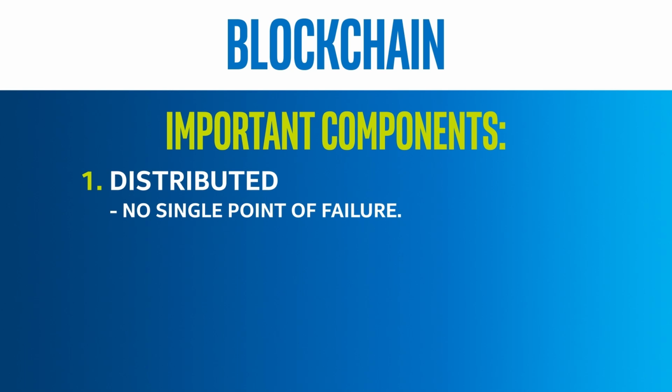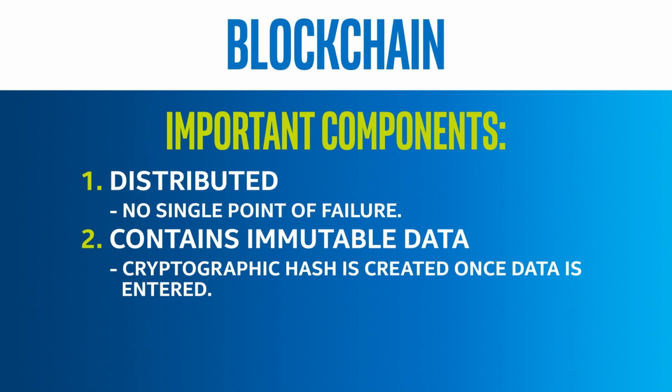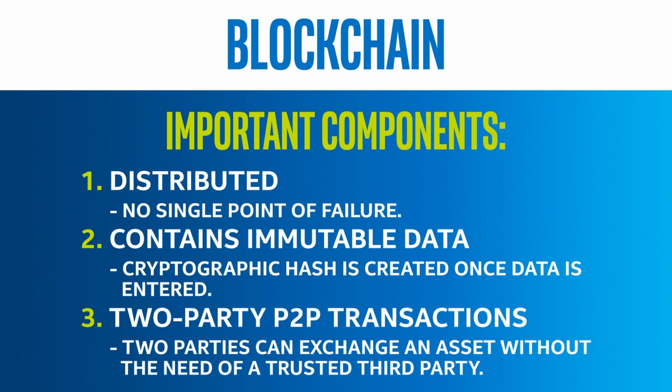Right. So with a blockchain, it has three important components. First of all, it is distributed, so there's no single point of failure. Nodes can come and go from the blockchain, and the blockchain remains functional while they're doing that. It also contains immutable data, which means that once data is entered into the blockchain, there is a cryptographic hash of that data that's distributed to all the members of the blockchain, so that if the data changes, everybody will know. It also enables two-party peer-to-peer transactions, which means that two parties can exchange an asset without the need for a trusted third party.